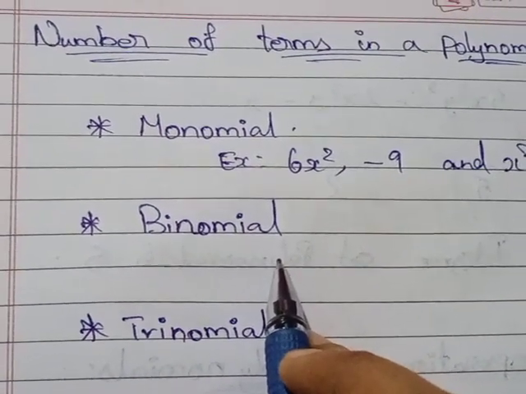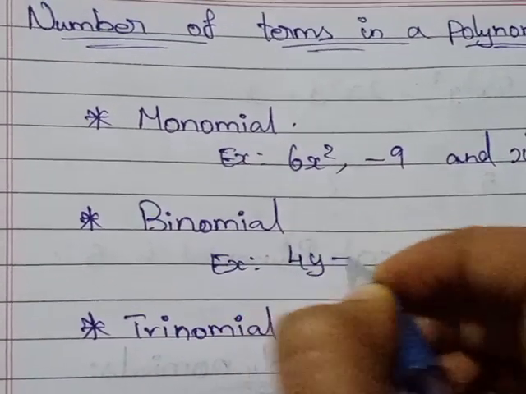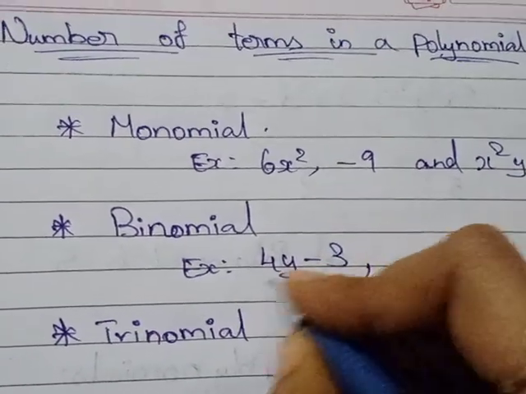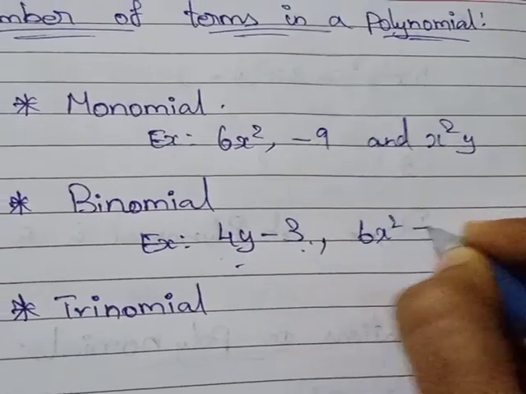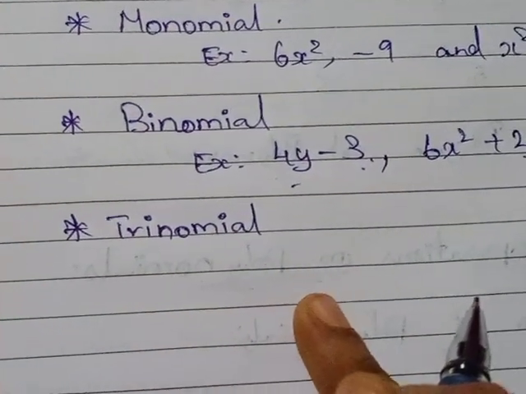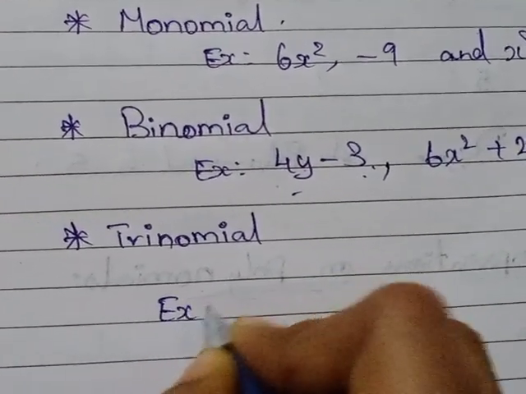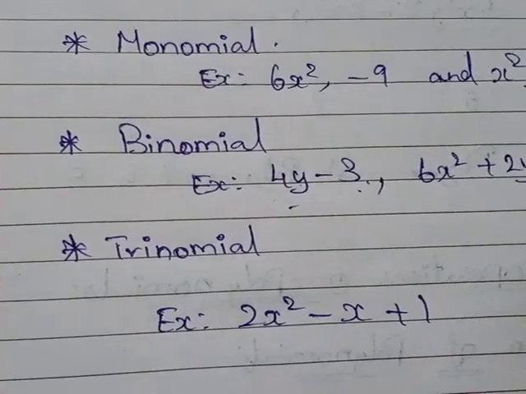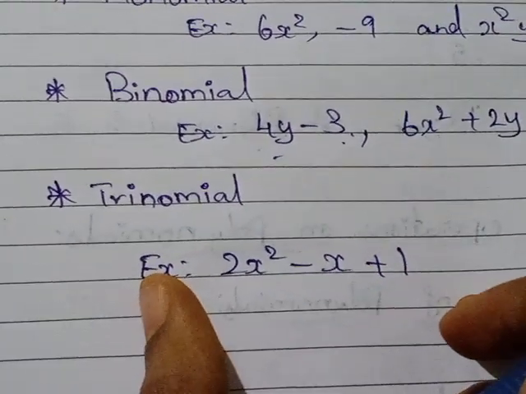The second one is binomial. A polynomial with two terms is a binomial. For example, 4y minus 3. This is a binomial. Two terms. The next one, 6x squared plus 2y. The third one is trinomial. A polynomial with 3 terms is a trinomial. For example, 2x squared minus x plus 1. Here there are 3 terms. So it is a trinomial.